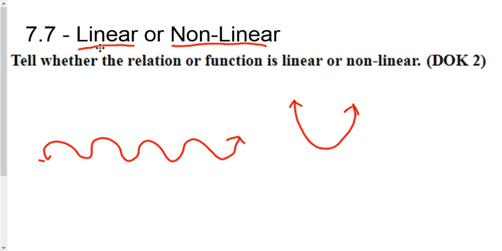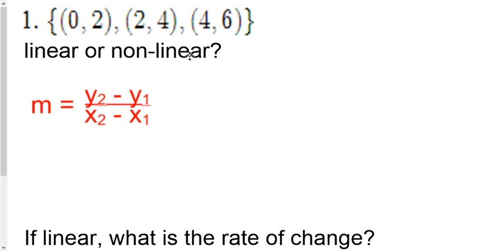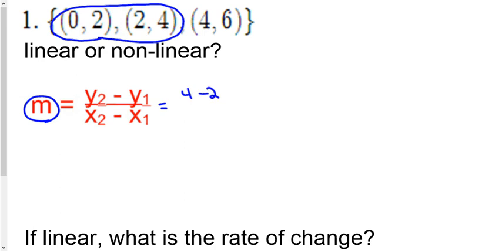So the challenge of this lesson is, what do you do when we don't see a graph? What if we just see a relation right here, this set of ordered pairs? Is it linear or is it nonlinear? Well, what we need to do is take the first 2 points that are given to us and plug them into this old slope equation that we used to use for linear equations. So we get 4 minus 2 over 2 minus 0.